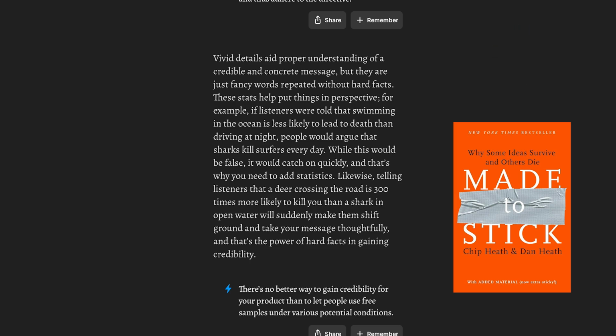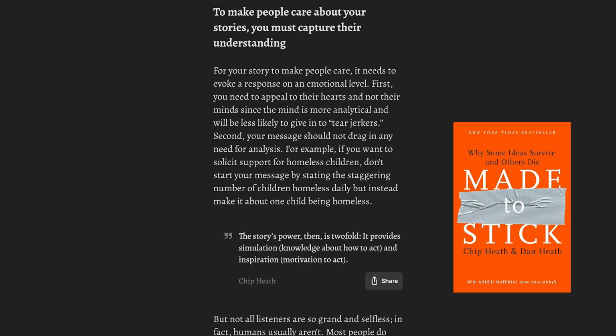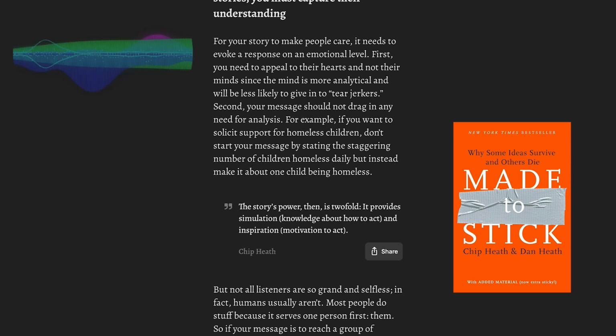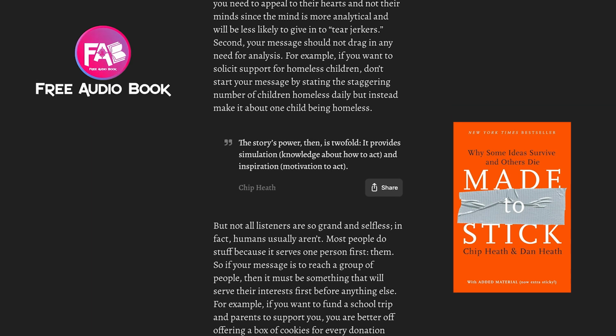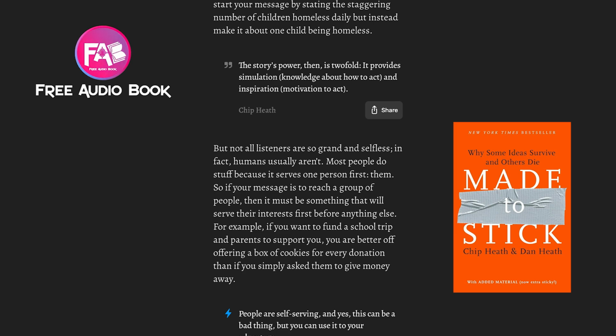There's no better way to gain credibility for your product than to let people use free samples under various potential conditions. Key point 5. To make people care about your stories, you must capture their emotions. For your story to make people care, it needs to evoke a response on an emotional level. First, you need to appeal to their hearts and not their minds, since the mind is more analytical and will be less likely to give in to tearjerkers. Second, your message should not drag in any need for analysis.